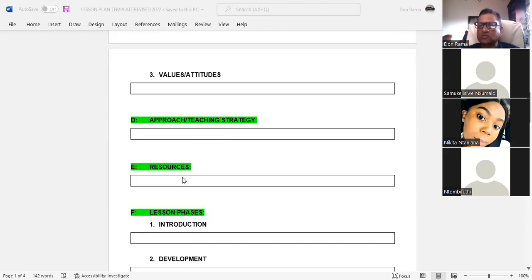Resources, what resources are you going to use in this lesson? So resources means, like, are you going to use a chart? Are you going to use a PowerPoint presentation? Are you going to use real life, like if you're teaching biology or if you're teaching plant life, are you going to use plants? Things like that. What resources are you going to be using?